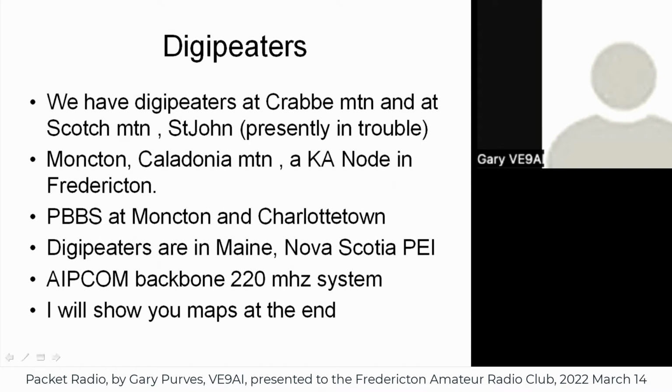In this area, we have Digipeaters at Crabbe Mountain, at Scotch Mountain, and St. John, which is presently not working right, but also Moncton, Caledonia Mountain, and my KA-Node here in Fredericton. There's a PBBS in Moncton, one in Charlottetown. Digipeaters, of course, are in Maine, Nova Scotia, PEI. And we have the AIPCOM backbone 220 meg system that ties one of the networks together. It was put in the early 90s by EMO, and it's not used by EMO now, but I try to keep it up and maintain it.